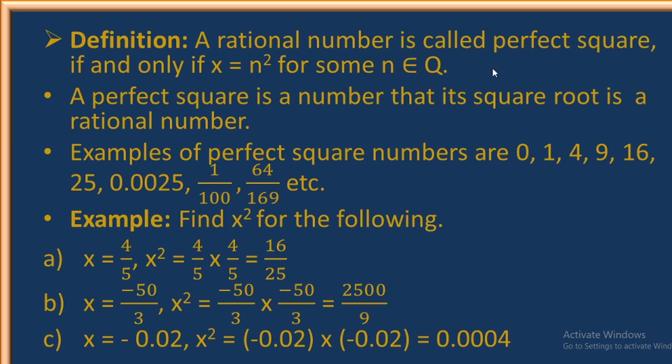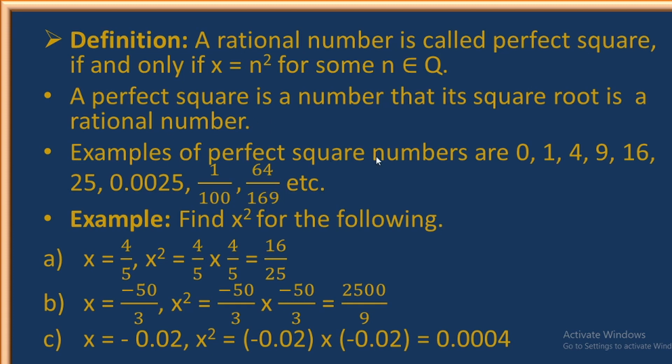So when you say the number x is a perfect square number, there should be a rational number that, multiplied by itself, gives the given number. A perfect square is a number whose square root is a rational number. For example, 4, 1, 0, 9, such kinds of numbers are perfect square numbers, because we can get them by taking the square roots as rational numbers.